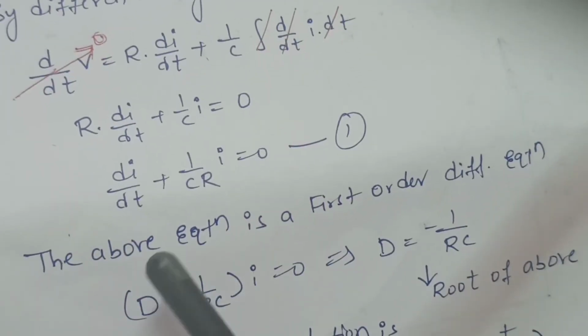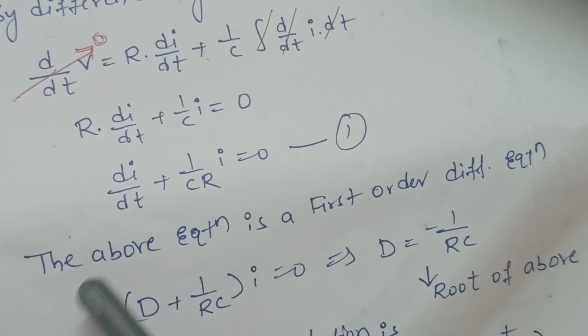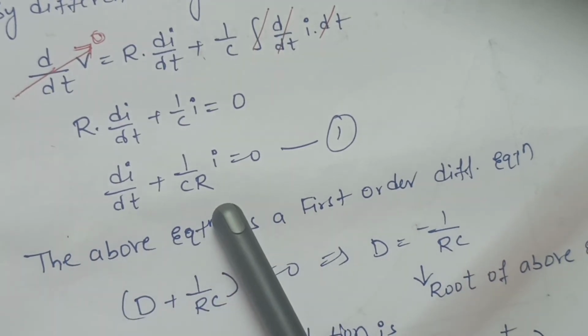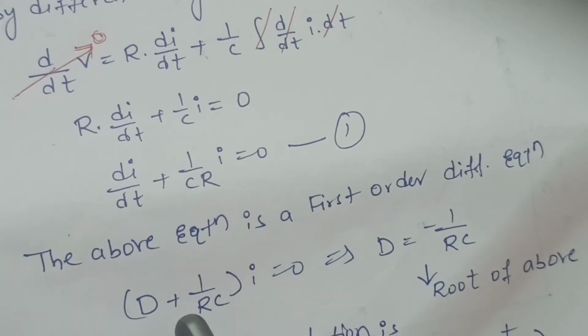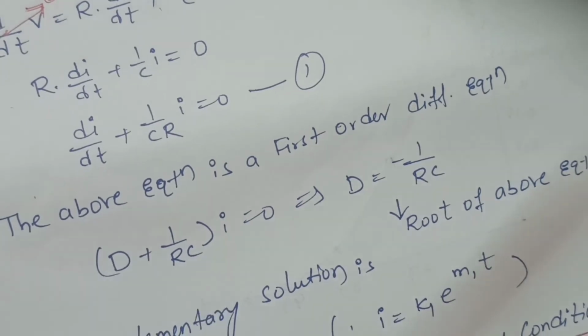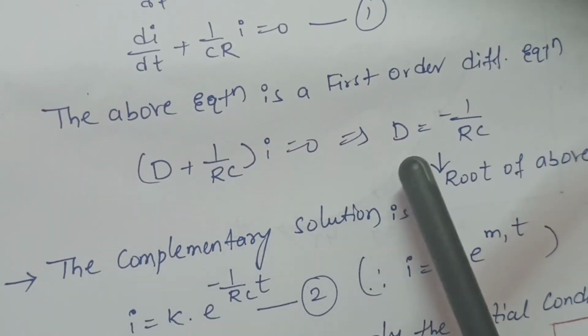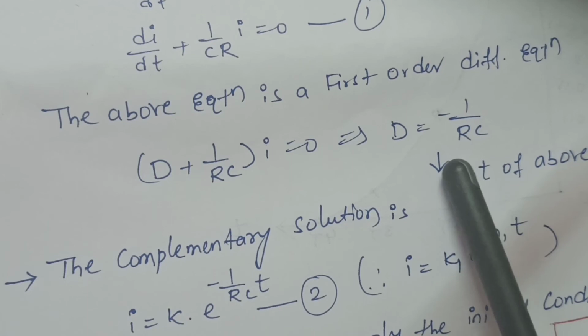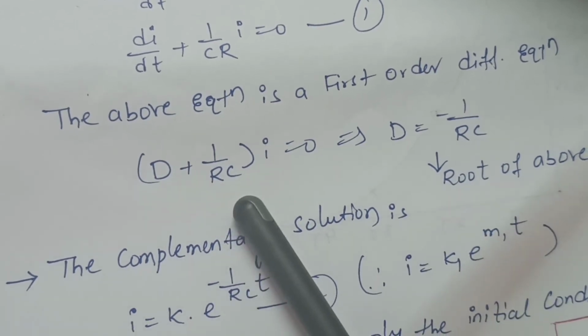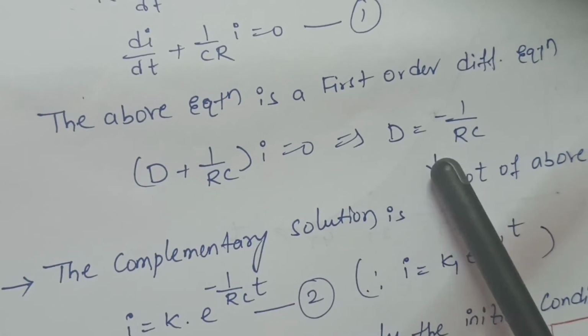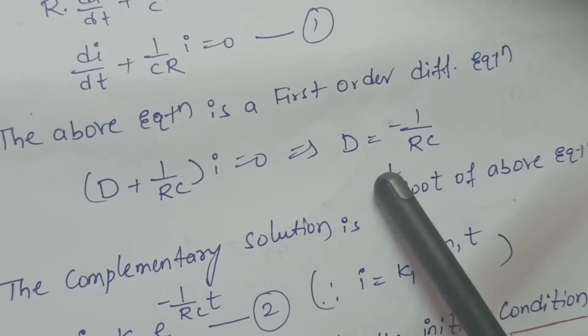Now just find the root of this first order equation. The equation can be rewritten as d equal to minus 1 by RC into I. By using this first order differential equation I am getting d equal to minus 1 by RC. This is the root of this first order equation. Just take the complementary solution or general solution for this root.